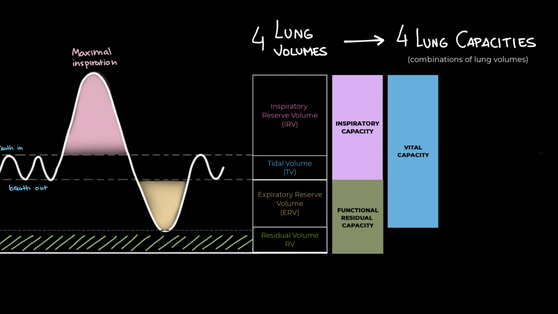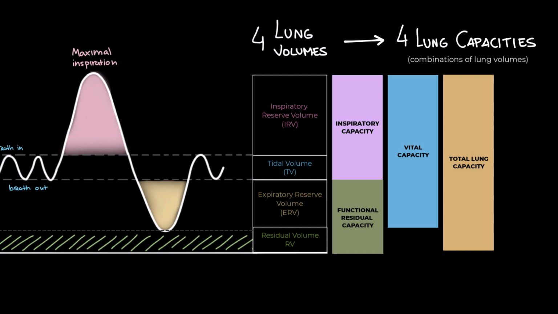Finally, the largest number is the total lung capacity, or TLC, which is the sum of all the 4 volumes: the inspiratory reserve volume, plus the tidal volume, plus the expiratory reserve volume, plus the residual volume. This is the total amount of air your lungs can hold, even the air that never leaves your lungs.